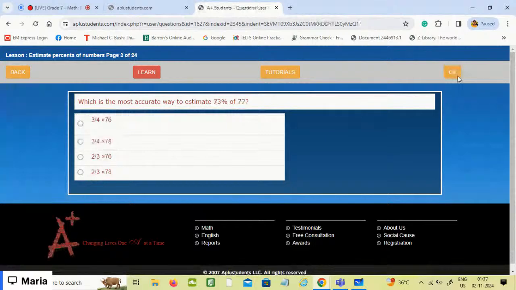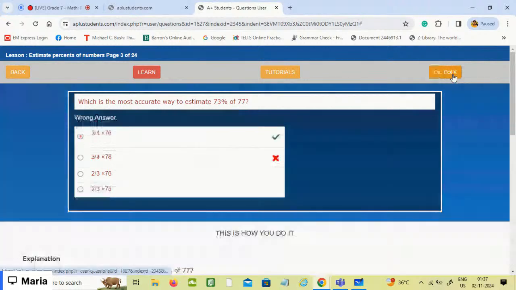Which is the most accurate way to estimate 73% of 77? So, which is the correct option? 73% is near to 75%, right? So, you can estimate to 3 by 4 times 78. That is 3 by 4 times 78. Or 3 by 4 times 76.